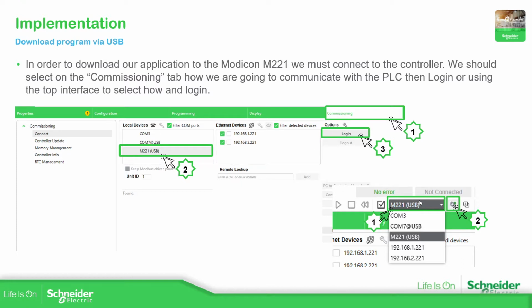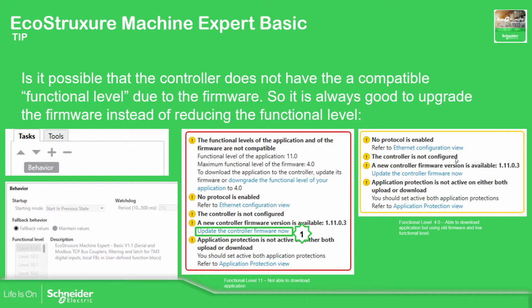Another way to do this is to select on the top part of the screen the way to communicate, enter one, and then use this click to connect. So it will depend on the controller that you have. Probably you have different messages, and you are not able to download even if you are connected.